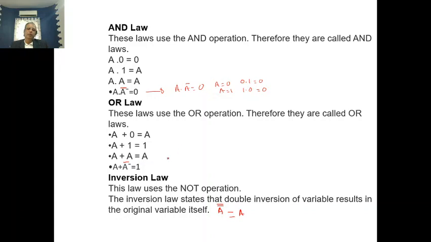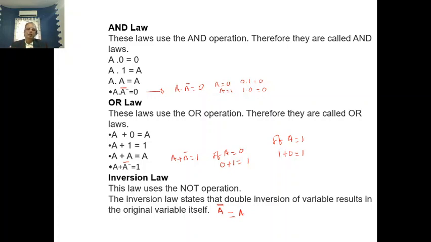Then A plus A bar equals 1. First consider A equal to 0. Then this becomes 0 plus 1, which equals 1. If A equals 1, then this is 1 plus 0, which equals 1. This means A plus A bar always equals 1.